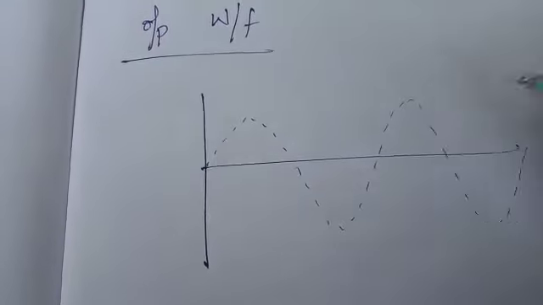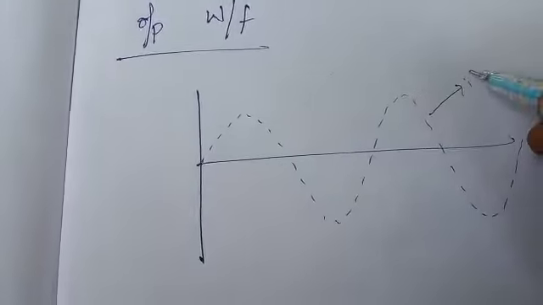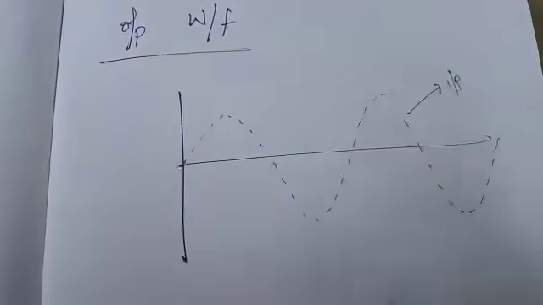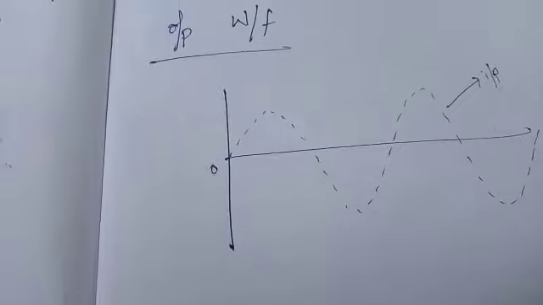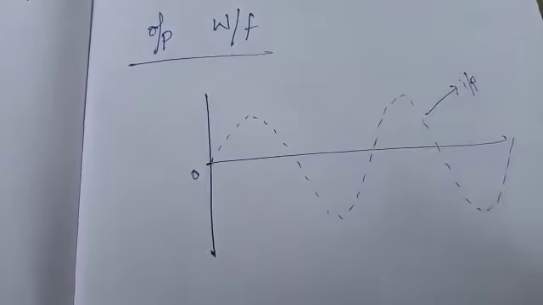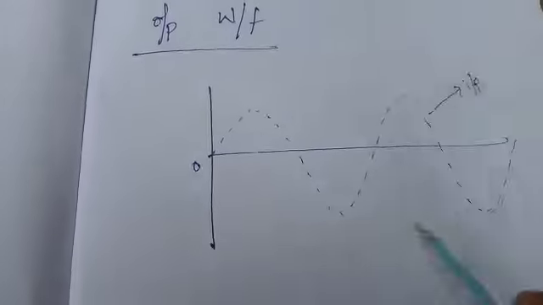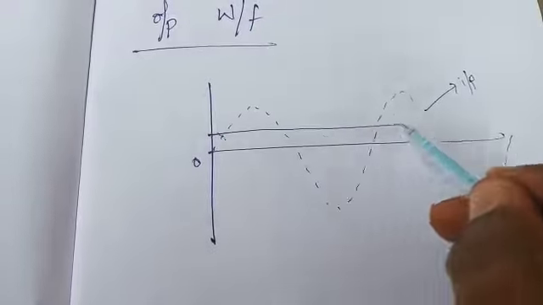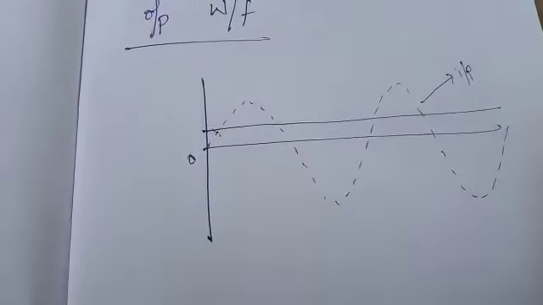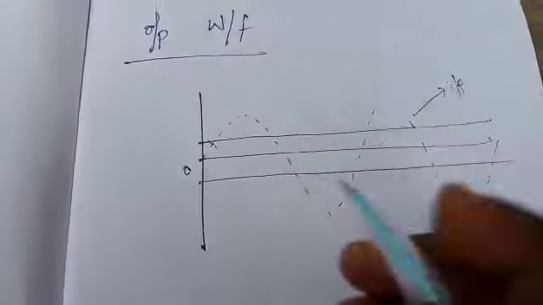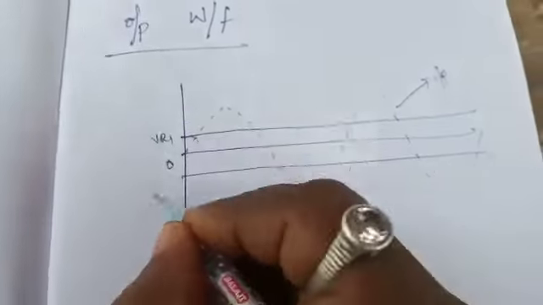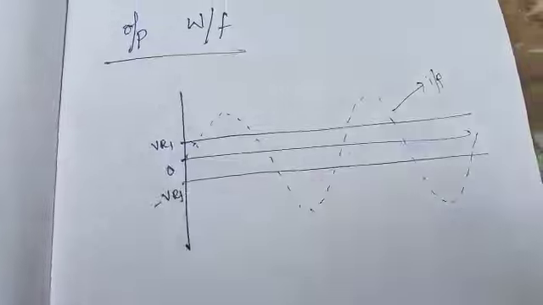Coming to the input and output waveforms here. The input waveform is a sinusoidal signal. There are two reference voltages: one is the positive reference voltage, plus VR1, which is above the zero reference line, and the second is the negative reference voltage below the zero reference line, that is minus VR1.